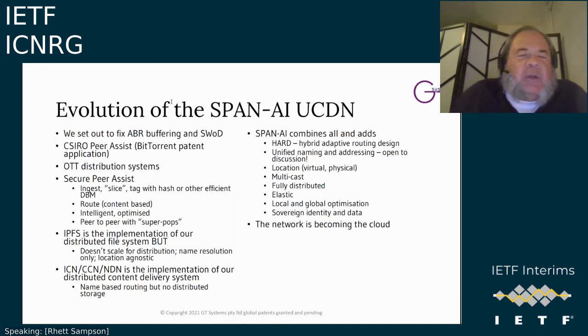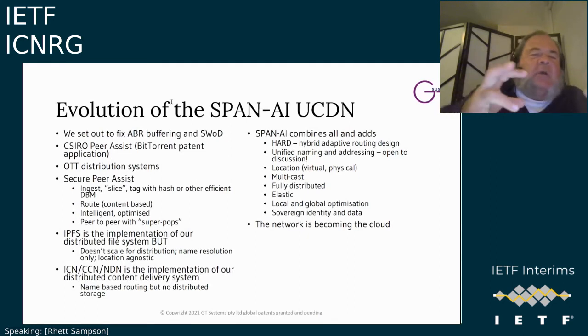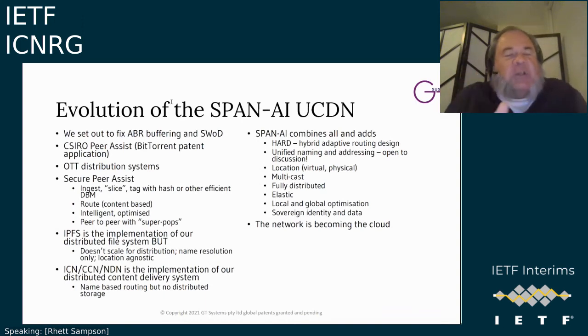And so we did what everyone did. We stood on the shoulders of giants, BitTorrent and GitHub, et cetera, and thought about it and said, well, okay, what if we do this properly and start again? And we came up with a very simple concept, which we called secure peer assist. It was based around, as I said, peer-to-peer and OTT distribution systems. This simple idea of, there's an ingest process.